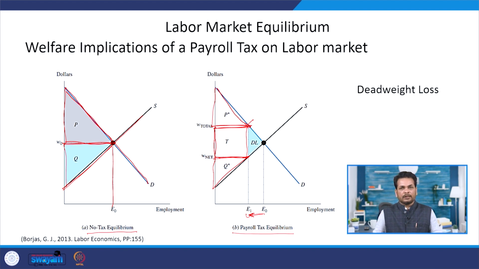So, what we have seen here is that this triangle is the potential loss to the economy, which we call deadweight loss. The economy has the potential to employ this much of workers, but because of the tax, the resources are now allocated in an inefficient way. So, this much of resource, or the workers, are now unemployed.